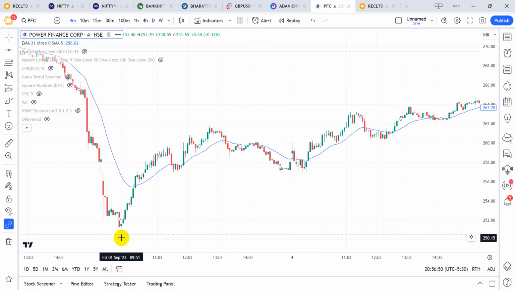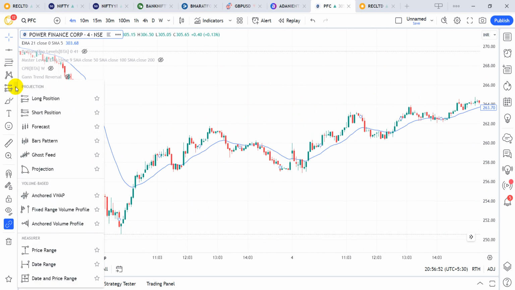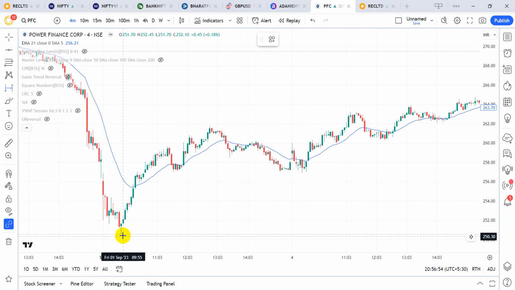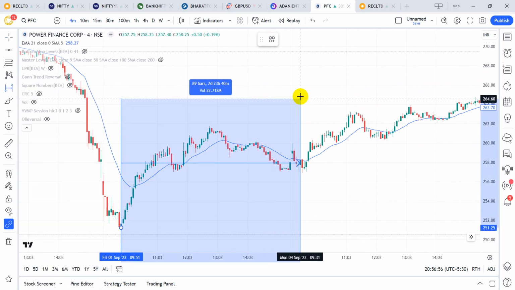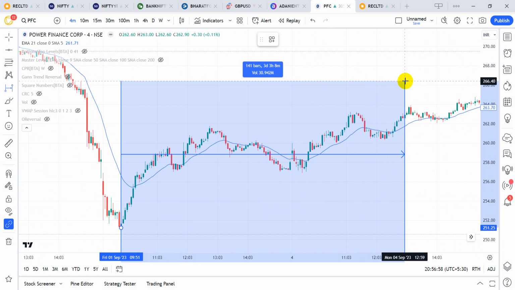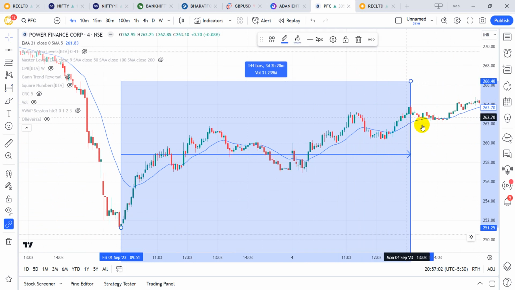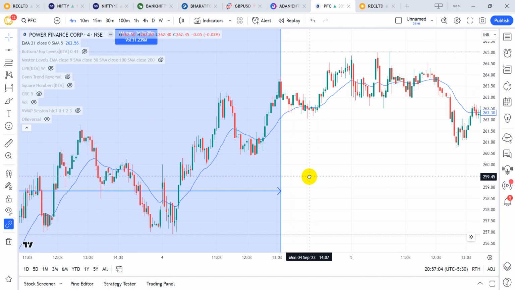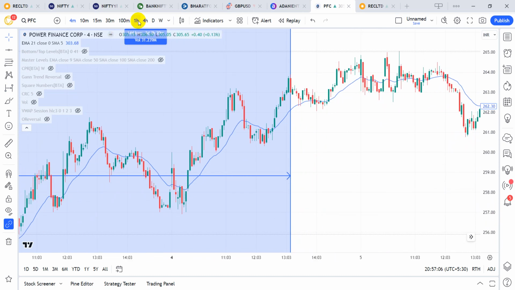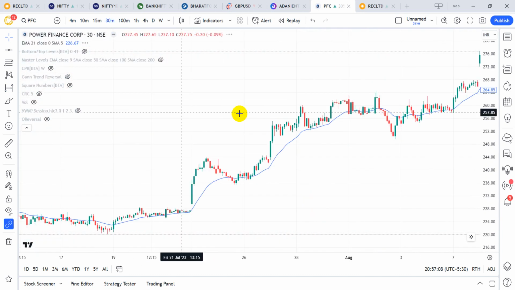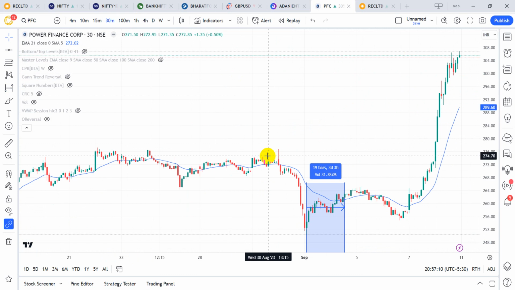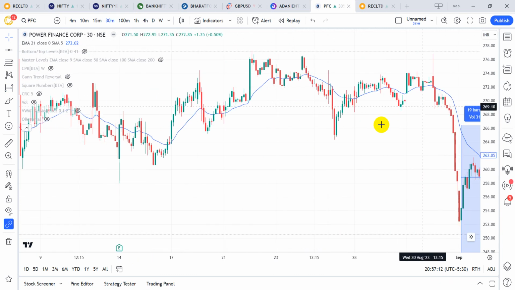So this was a major low on 1st September. You come here, click on date range and just calculate the 144th bar. See here, this was a kind of perfect top, and from there we had a small correction. Now it's a 4-minute chart, so you cannot expect a big move. Similarly, you can apply it on 30 minutes. The higher the time frame, the higher the targets. The lower the time frame, the lower the targets.